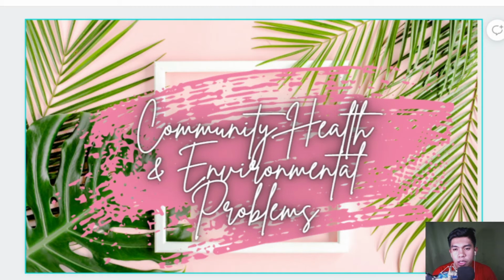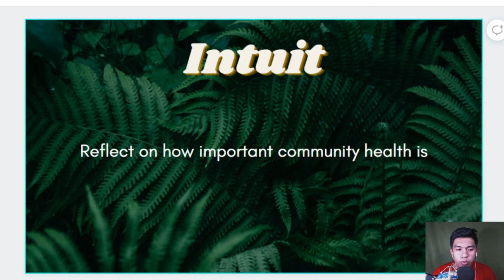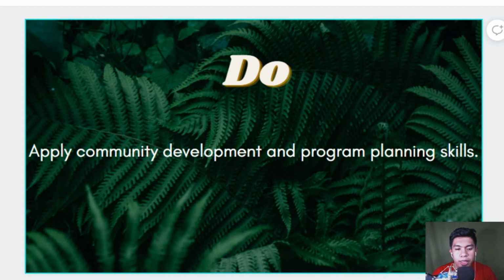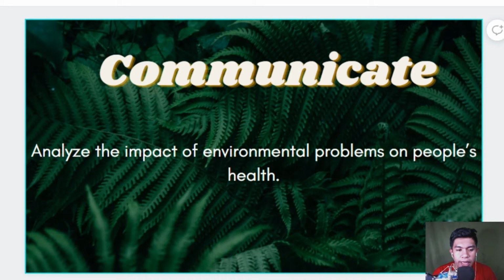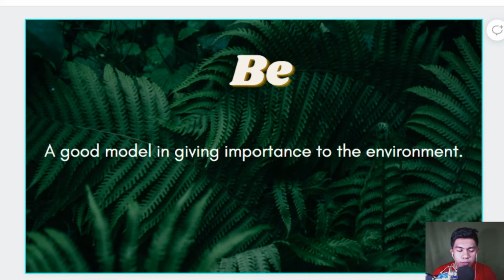These are our lesson objectives. First, define the characteristics of a healthy environment. Then, reflect on how important community health is. The third one is appreciate the importance of waste segregation. Fourth, apply community development and program planning skills. Then, analyze the impact of environmental problems on people's health. The sixth one is inspire schoolmates or even co-teachers to protect the environment in small acts of kindness. And the last objective we hope to meet after this lesson is to be a good model in giving importance to our environment. So those are our objectives for this lesson.